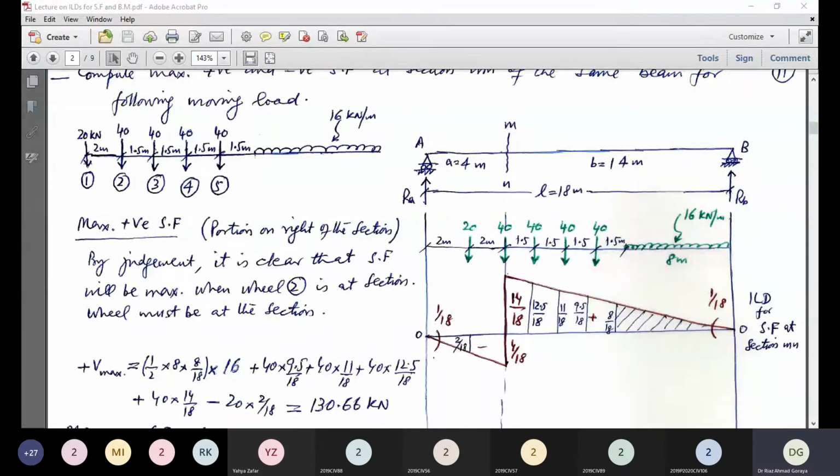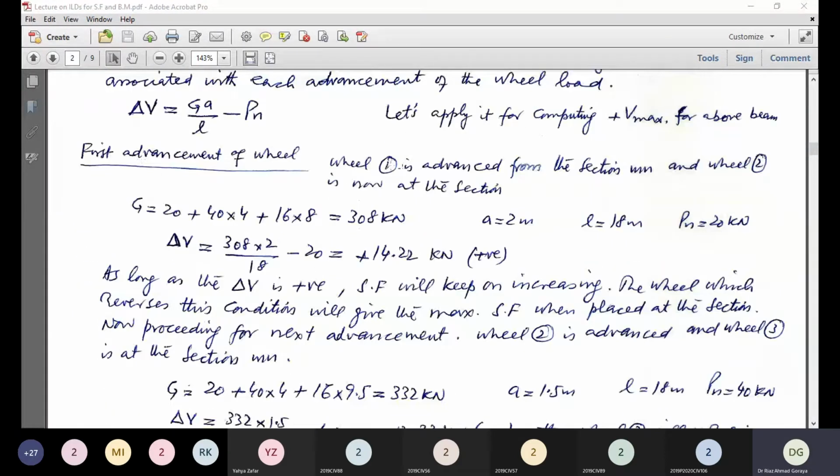Now look at this, the distance between wheel 1 and wheel 2 is 2 meter. So Pn is the load which has been advanced, that is 20 kilonewton. Span is 18. So the change in shear force GA over L minus Pn is 308 into 2 over 18 minus 20, that is plus 14.22 kilonewton. It is positive. As long as the change in shear force is positive, shear force will keep on increasing. The wheel which reverses this condition will give the maximum shear force when placed at the section.